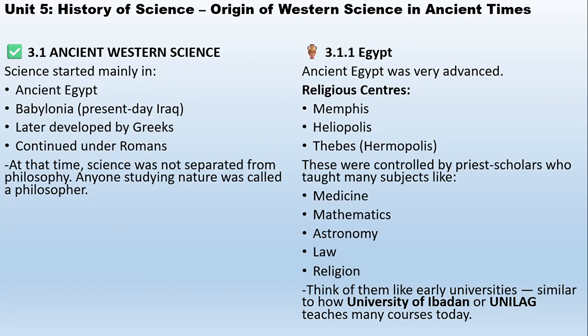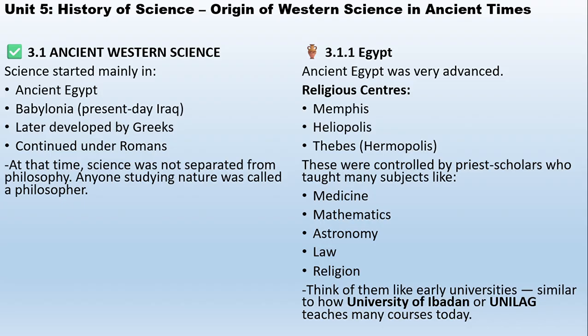So let's go into the ancient Western science now. Science started mainly in ancient Egypt, then Babylon, which is presently called Iraq, then later developed by the Greeks, then continued under the Romans. This is how Western science started. It started mainly in ancient Egypt, then later Babylonia, then later developed by the Greeks, and later continued under the Romans.